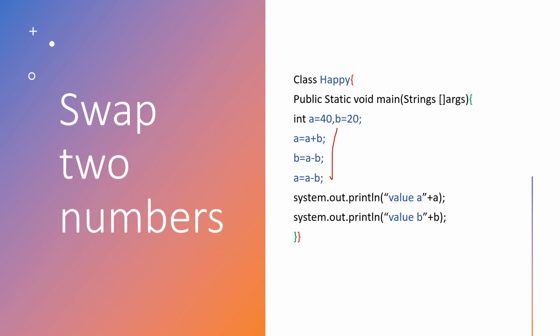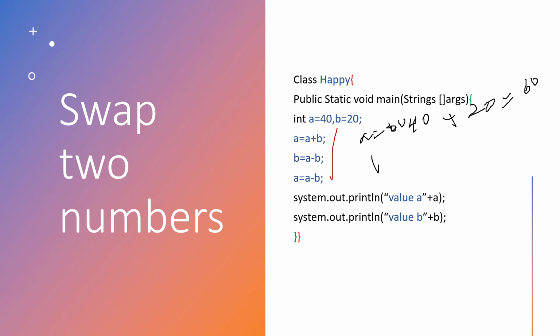So if A value is 40, 40 plus 20 is equal to how much? It will come, 60. So 60 value will be stored in A. Now A is 60; initially, 40 was given. Now what is the value? A is equal to 60.